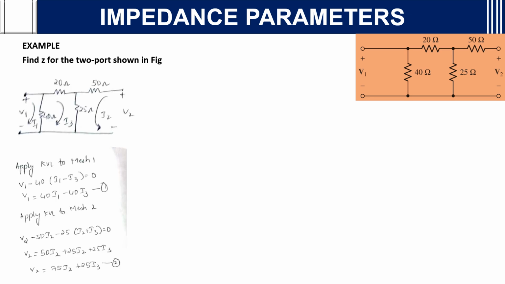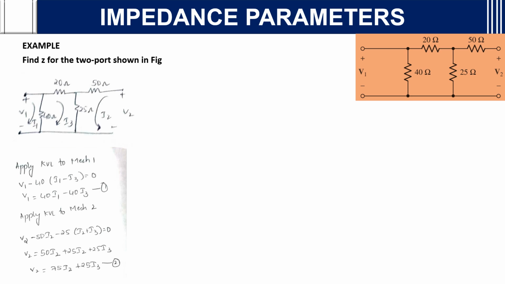Applying KVL to all three meshes. First mesh, you will get V1 minus 40 into (I1 minus I3). Why? Because the I1 current is moving in this way, and the I3 current is moving in the opposite way, so you will get I1 minus I3. V1 minus 40(I1 minus I3) equals 0. Then V1 is equal to 40 I1 minus 40 I3.